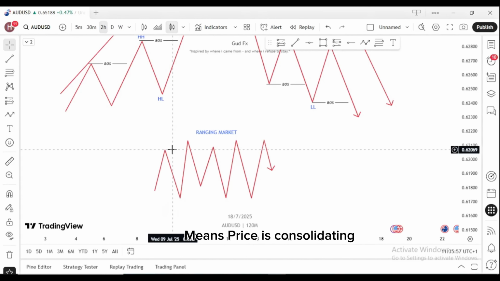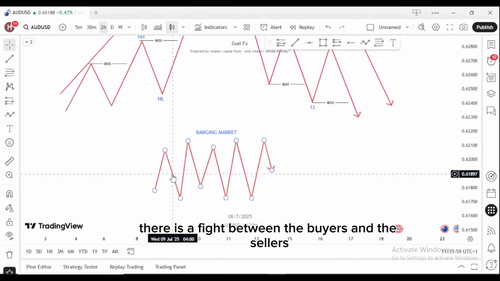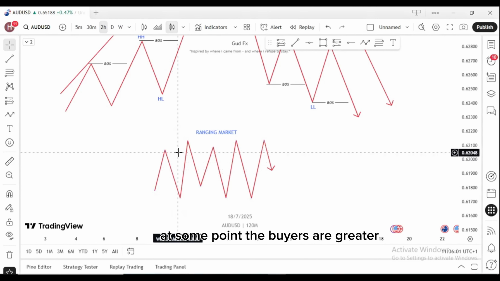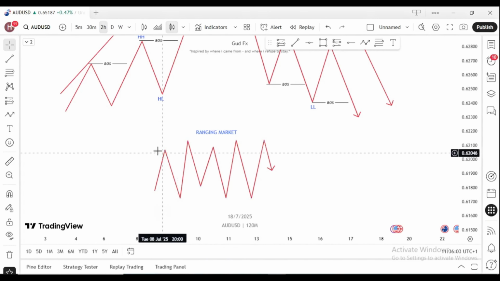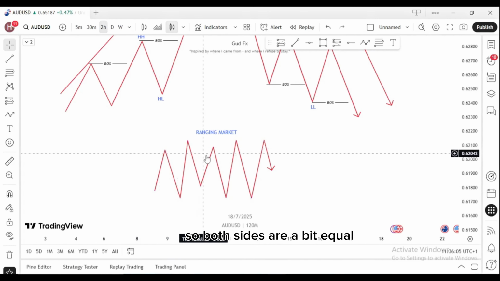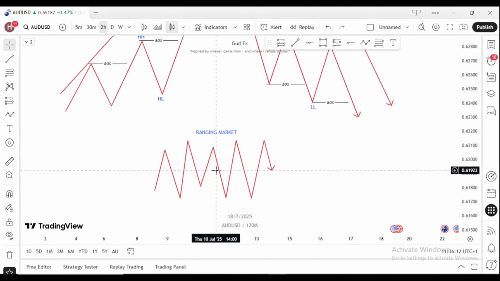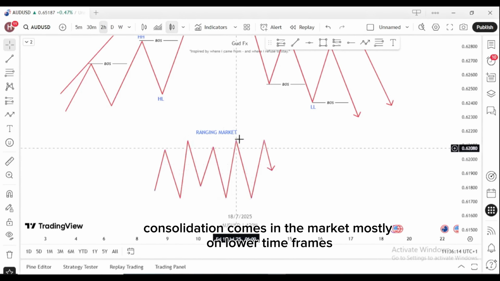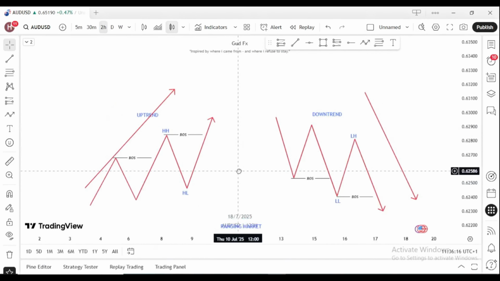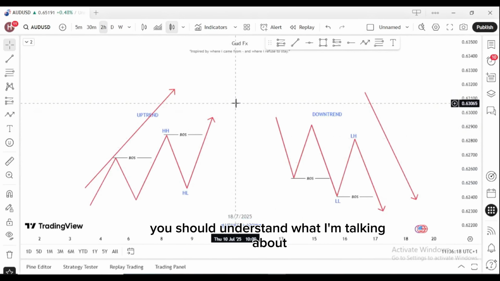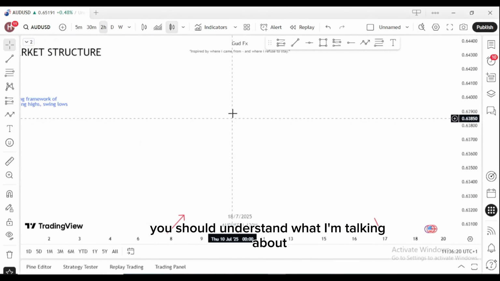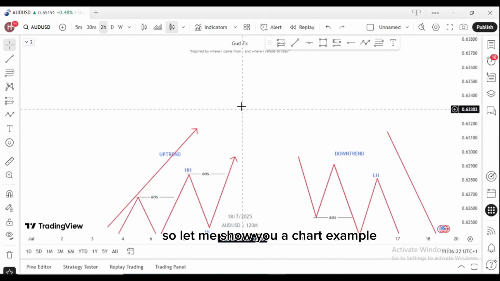Consolidation means price is consolidating. There's a fight between the buyers and the sellers. At some point, the buyers are greater. At some point, the sellers are greater. So both sides are a bit equal. That is when consolidation comes in the market. And most times consolidation comes in the market mostly on lower time frames. If you understand time frames, you should understand what I'm talking about. So let me show you a chart example.